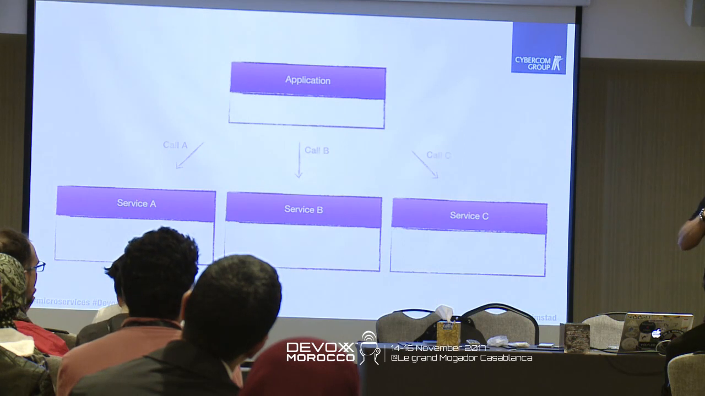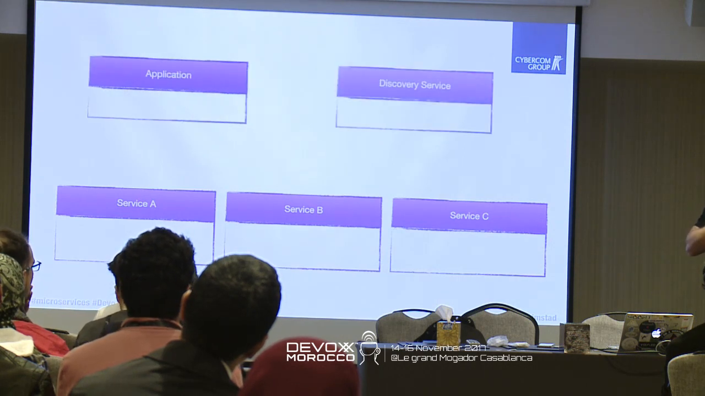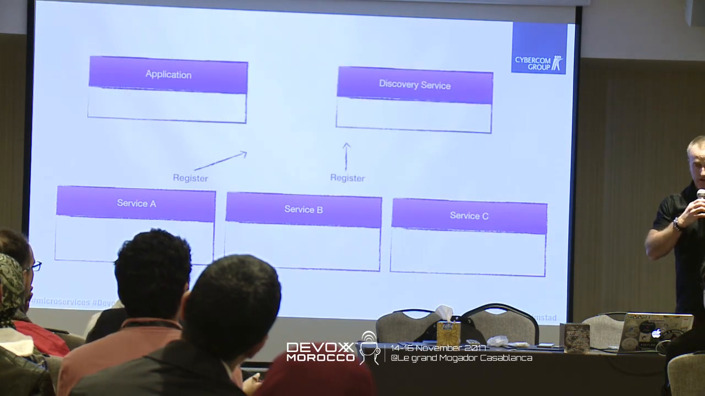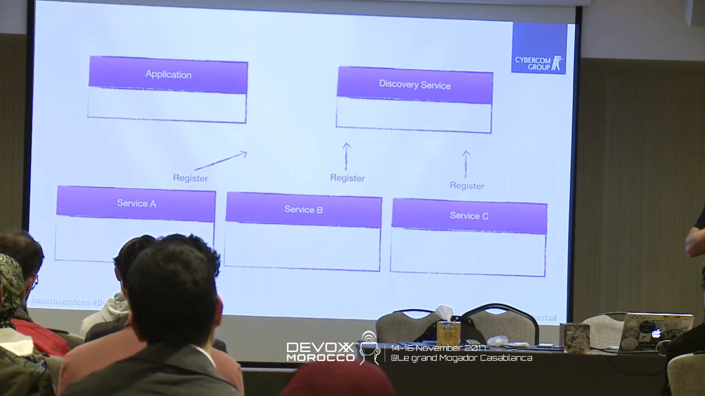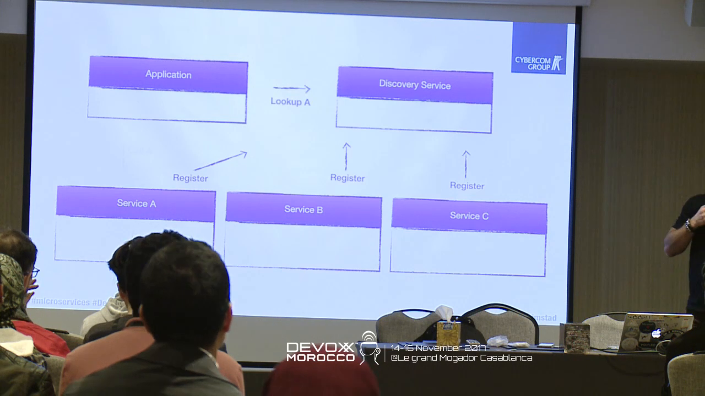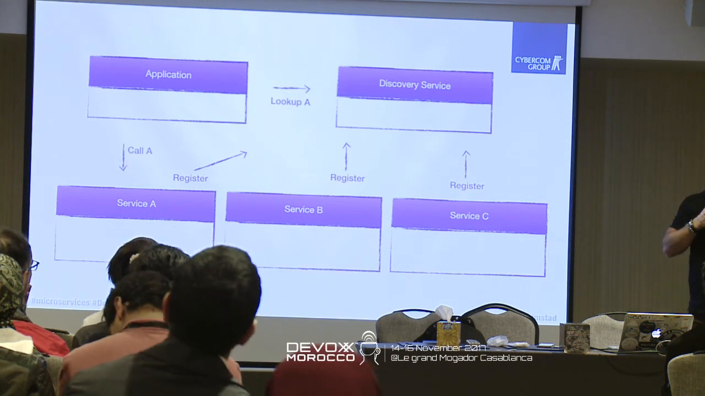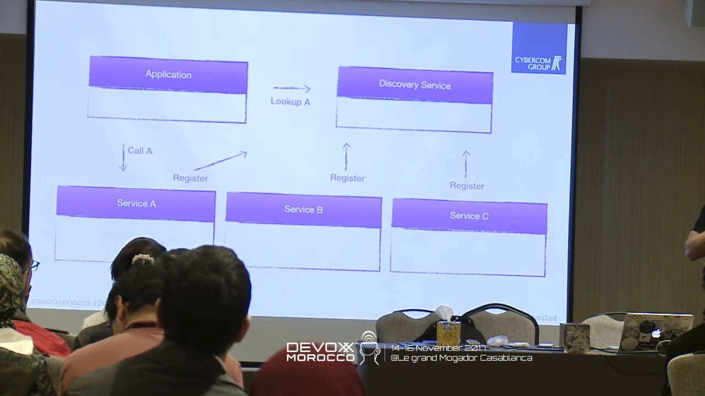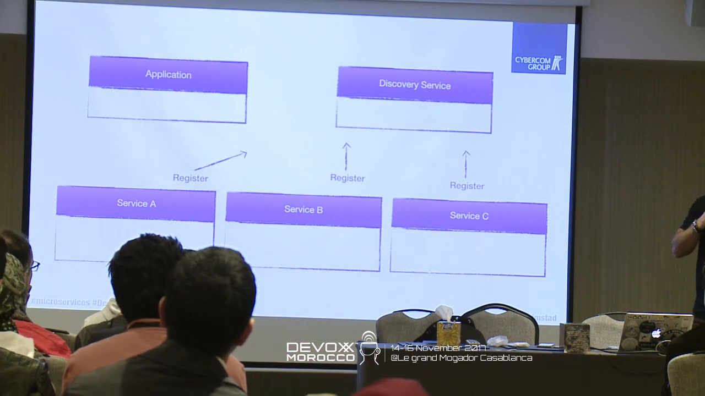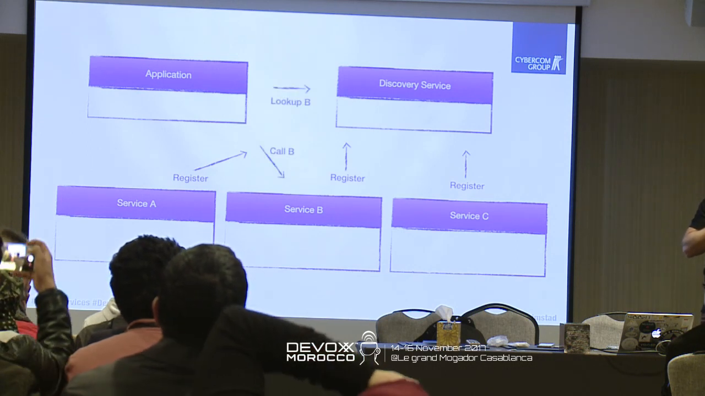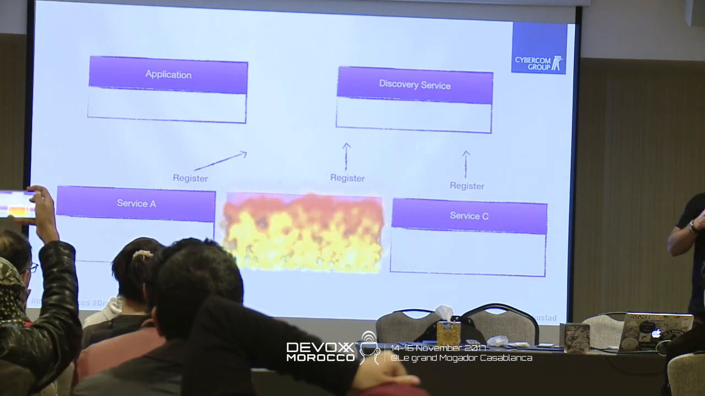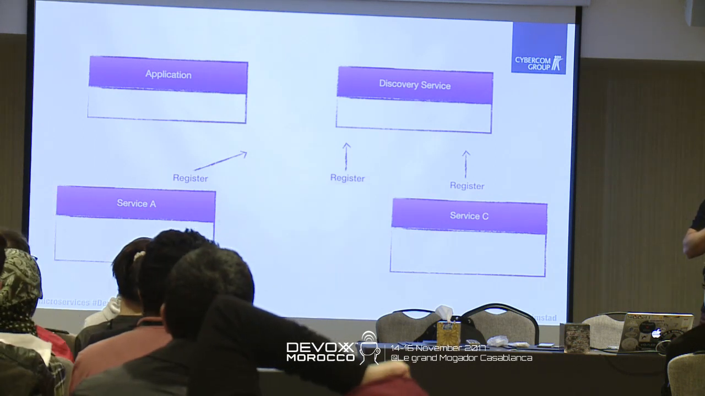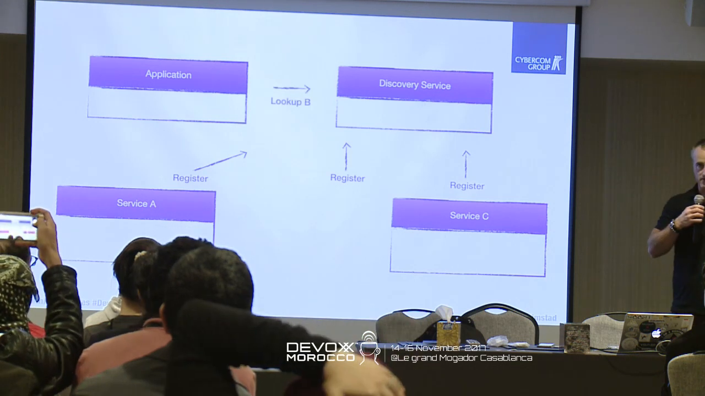There we go. So you want to do a lookup to a discovery service after the services register themselves at startup. You want the application to look up the service before it calls it, in case the service it's looking for is down, so that it can handle that. So if service B goes down and the application asks for service B, it should get something else.